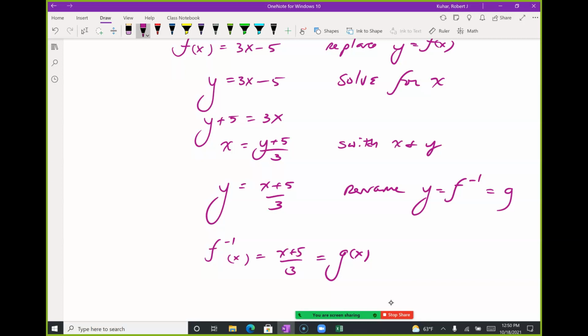So the thing you have to see is that I've switched my x's and y's. And this is the key to finding this undoing machine. What was my input has to become my output, right? So I had an input, got an output, and I switched them to undo the process, right?